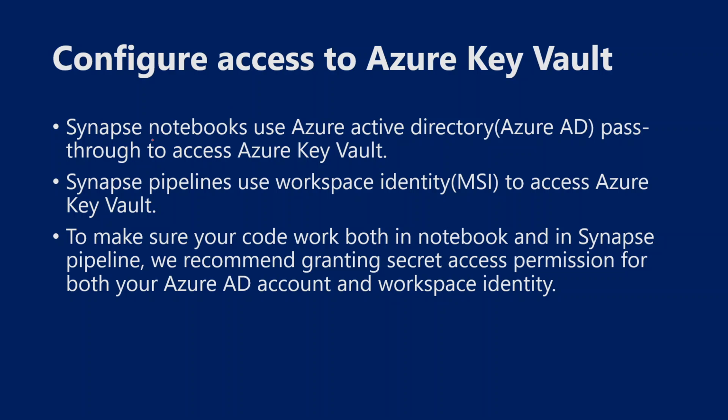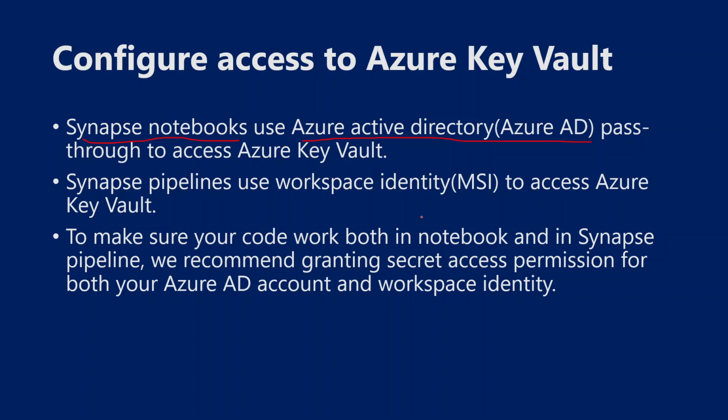So basically, when you run your Synapse notebooks using interactive mode, that means if you are running your Synapse notebook directly, then they will use Azure Active Directory authentication pass-through. That means with the ID which you connected your Synapse workspace, with that they will try to access the Key Vault store. Let me practically show you this.